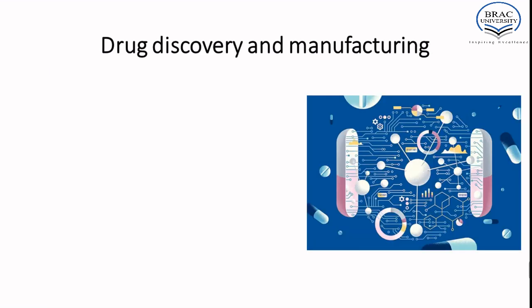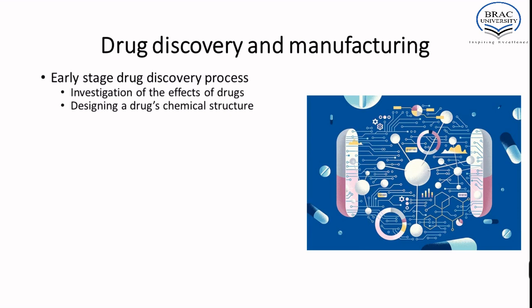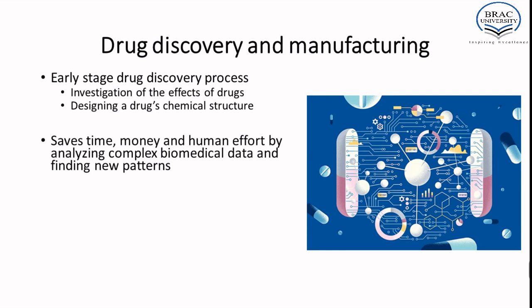Another major application of machine learning lies in the early stage drug discovery process. By analyzing the properties of the drugs, machine learning can provide an investigation of its effects by comparing it with the previously stored data of similar drugs. It can also help in designing the drug's chemical structure and providing new insights on its properties. Machine learning can save us time, money, and human efforts by analyzing complex biomedical data and finding new patterns which are tricky even for humans.